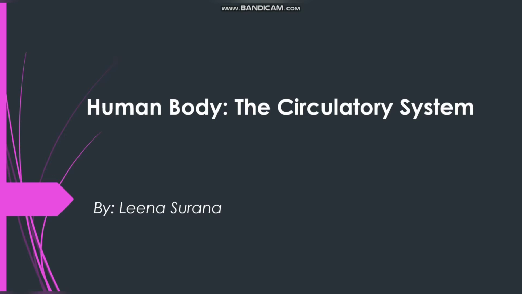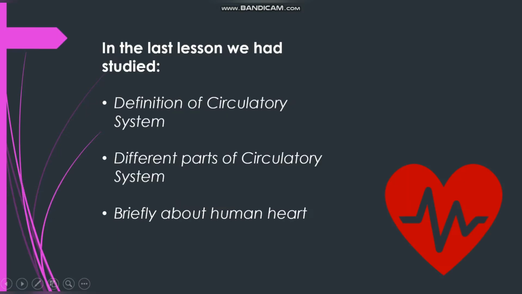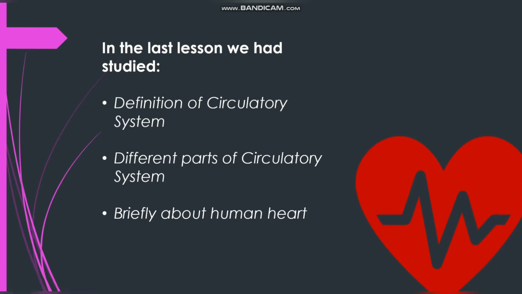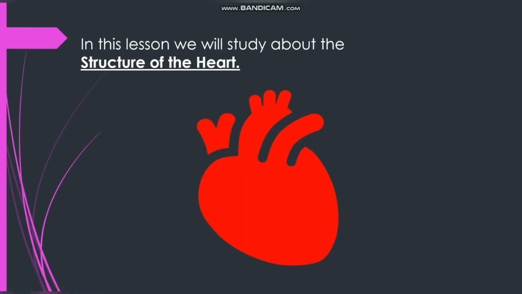In the previous video, we had studied the definition of the circulatory system and its different parts: the heart, blood vessels and blood. We also discussed briefly about the human heart. In this lesson, we will study the structure of the heart.